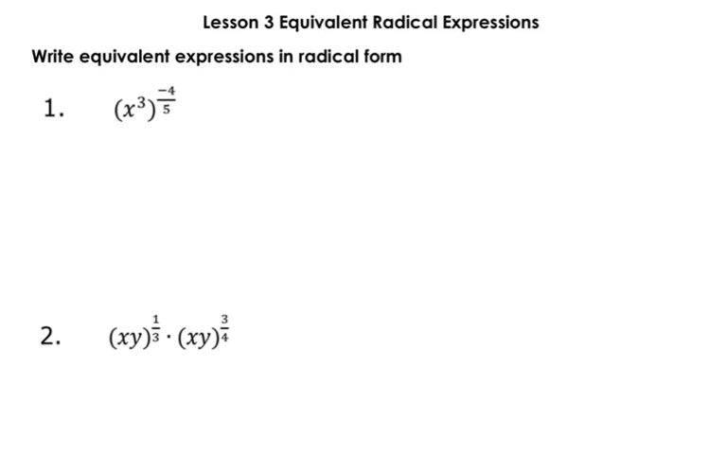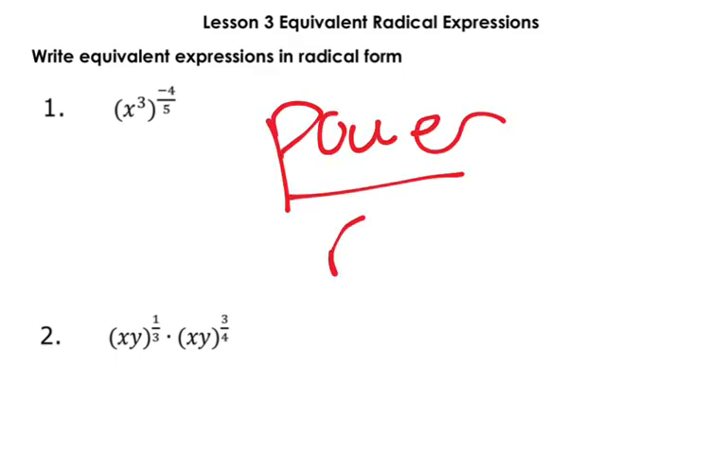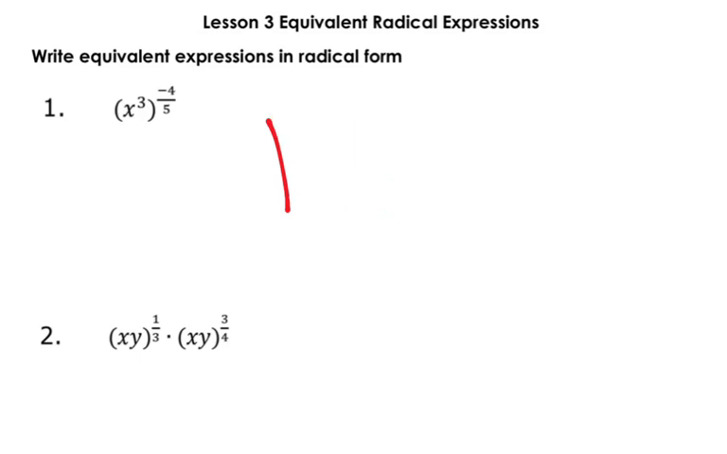So number one, we are writing an equivalent expression in radical form. So that's the key right there, radical form. That means at the end of the problem, we should have a radical sign. It means we are probably going to do things involving power over root. So if we take a look at the first example, we have x cubed, and it is being raised to the power of -4/5. And since we have a power being raised to a power, 3 is being multiplied by the -4/5, we are going to use the power rule and multiply these exponents together.